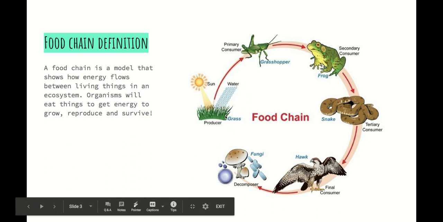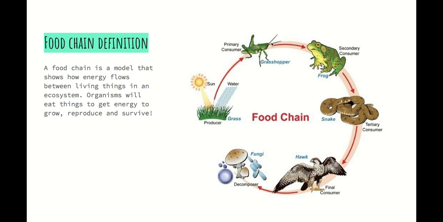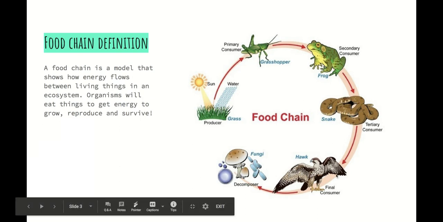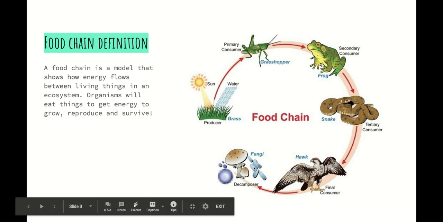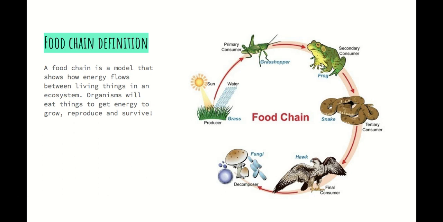The grasshopper eats the grass, the frog eats the grasshopper to get energy, the snake eats the frog to get energy, and then the hawk eats the snake. And then all of these animals will eventually pass away or be turned into feces, and then the fungi will break that down and put it back into the ground for the grass to use. So that's a real simplistic way of looking at how energy is transferred, through a food chain.